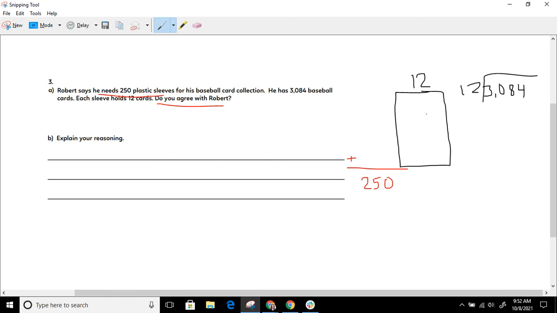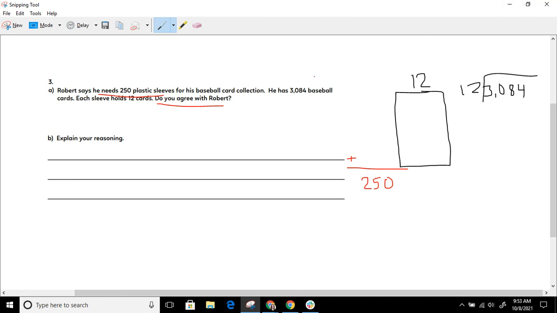Okay, so for number 3, you're going to solve 3,084 divided by 12 using the area model. Just like I showed you, just like the steps are on Buzz. When you do your addition, after you've got all your factors here on the left, you're going to add them all up. If you get 250, then Robert is correct. He's correct, and you would say, yes, you agree with him, and you would explain why. If you don't get 250, then Robert was not correct, and you would need to explain why he's not correct, why you would disagree with him.